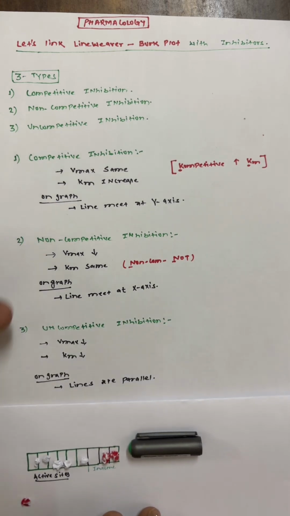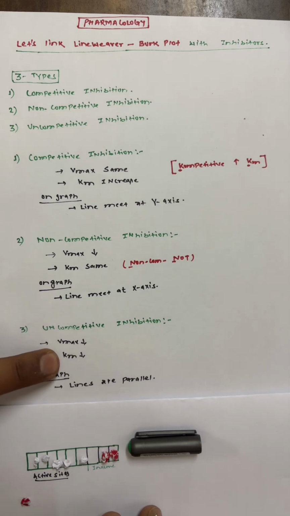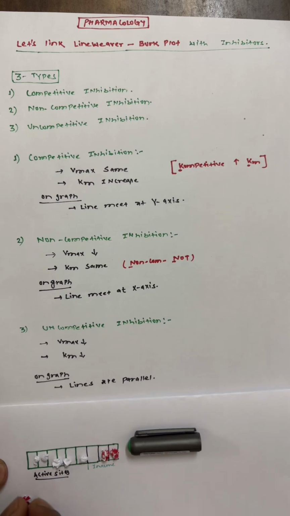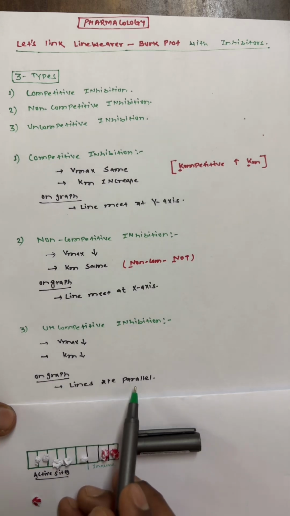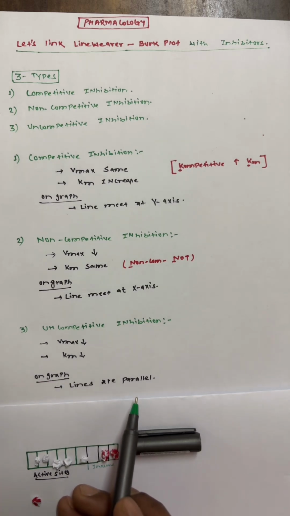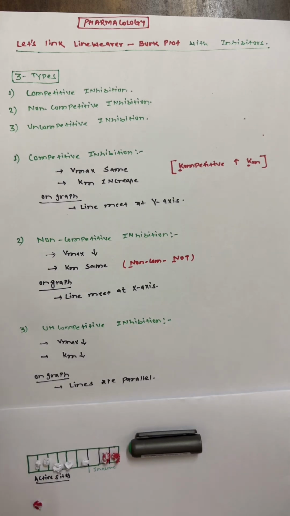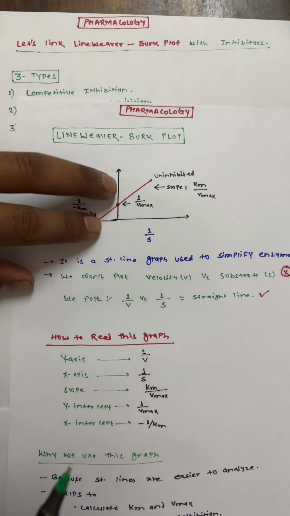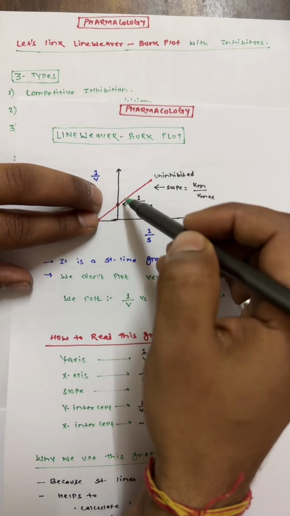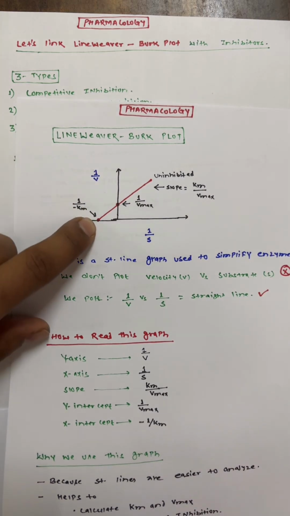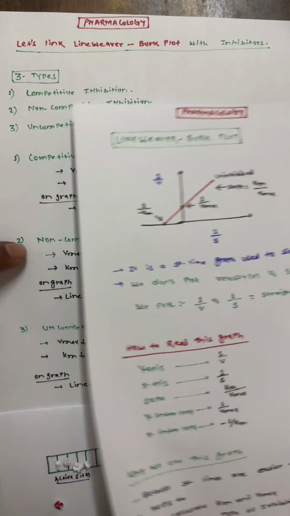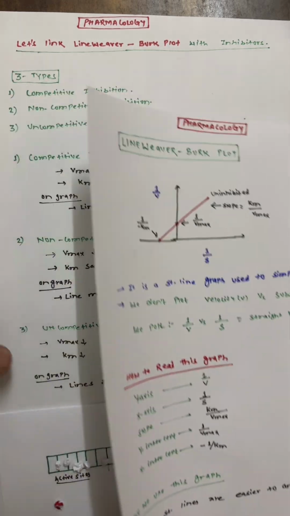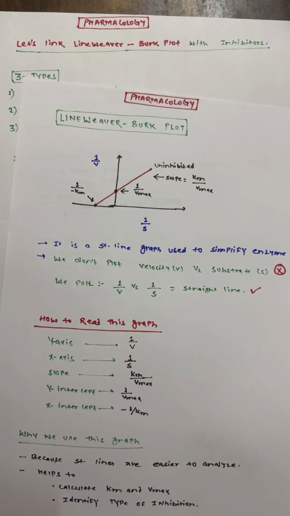In the same way, in the uncompetitive inhibitors, the Vmax and Km both will change, because the uncompetitive inhibitors bind with the enzyme-substrate complex and decrease both Vmax and Km. On the graph, you will see the lines are parallel. Parallel lines denote the uncompetitive inhibitors. So whenever you get any MCQs with lines, the line intercepting on the y-axis denotes competitive, intercepting on the x-axis denotes non-competitive, and if the lines are parallel, that will be uncompetitive inhibitors.